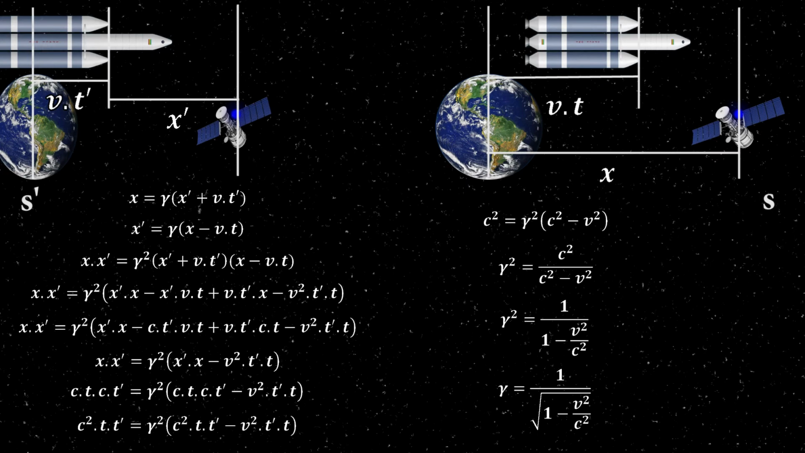The second thing you might be wondering is how can we consider the space that we called x prime as a distance in the frame of reference of the spaceship, even though the second event is actually a photon hitting an object in the Earth's frame of reference, so a different one.